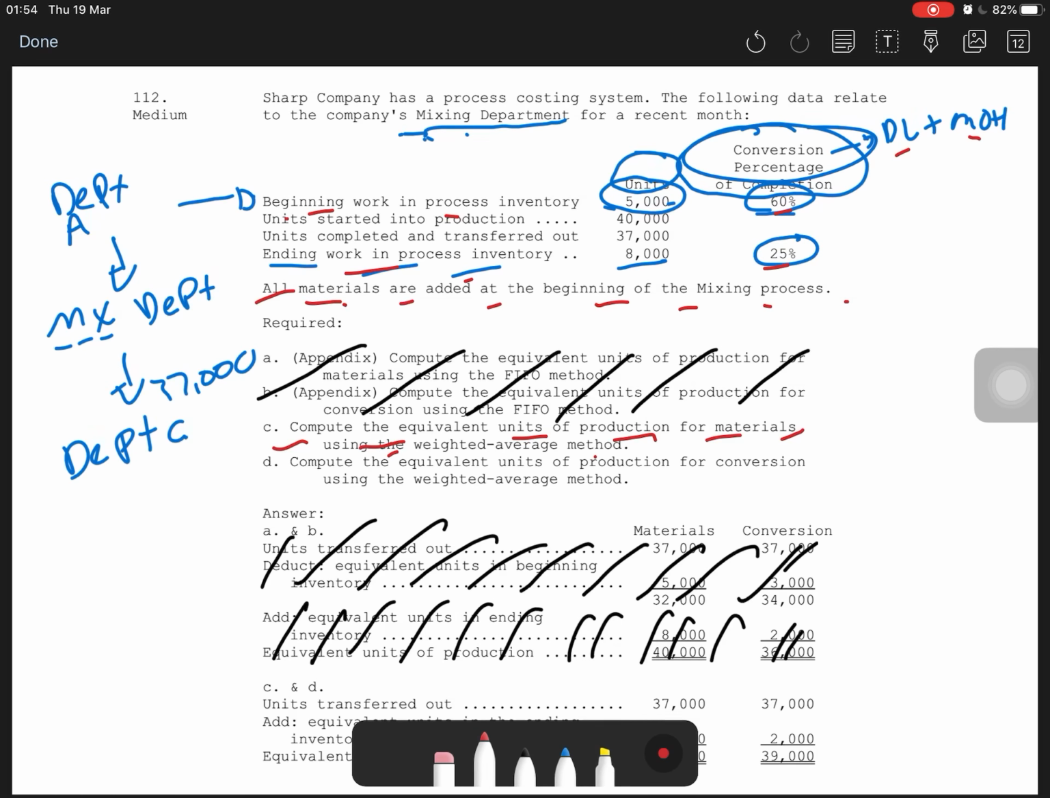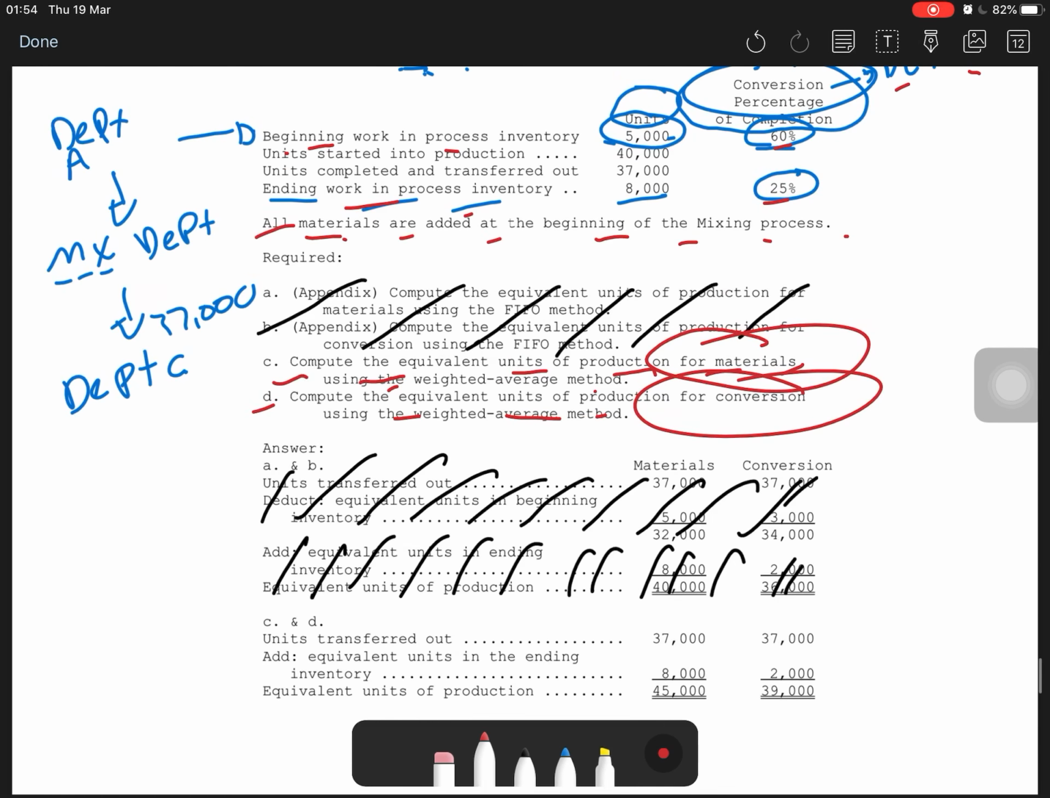So the question is, compute the equivalent units of production for materials using the weighted average method. Part C asks for the equivalent units of production for materials, and part D asks for the equivalent units of production for conversion. For the weighted average method, you only need to add the units transferred out and the ending inventory: how much you transferred to the next stage, and how much is left here.